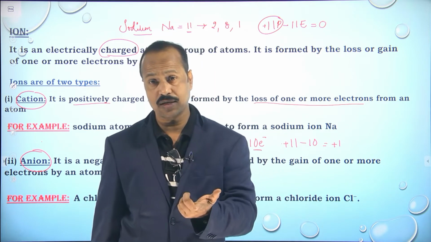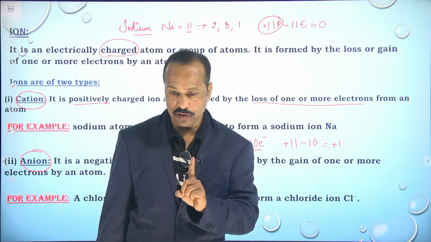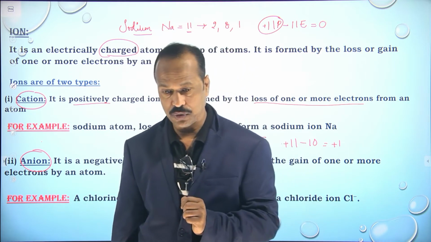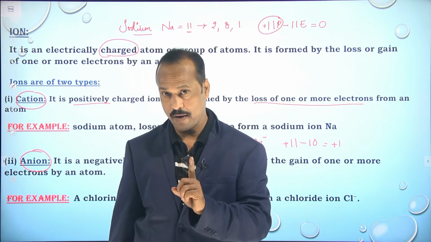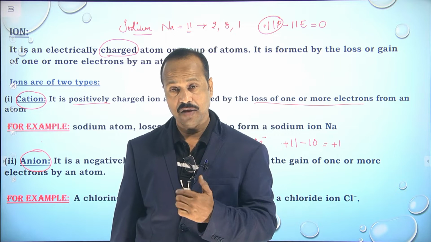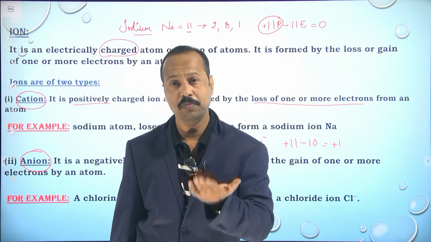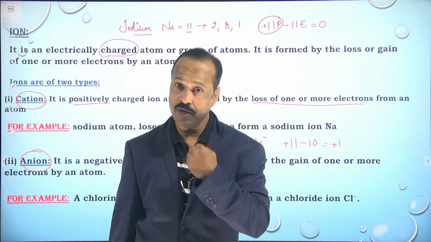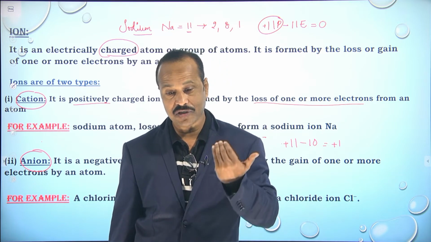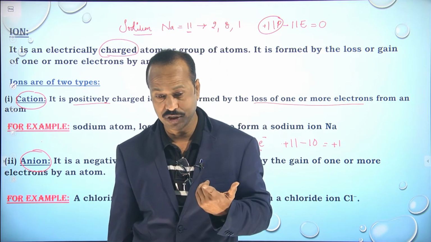If it loses one electron, it becomes unipositive. Uni means what? Single, one. If it loses two electrons, it becomes dipositive. If it loses three electrons, it becomes tripositive. So however many electrons it is losing, that many units of positive charge it gains. Is this clear to you?